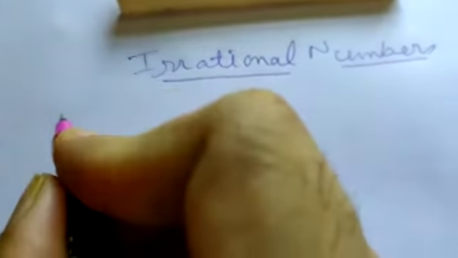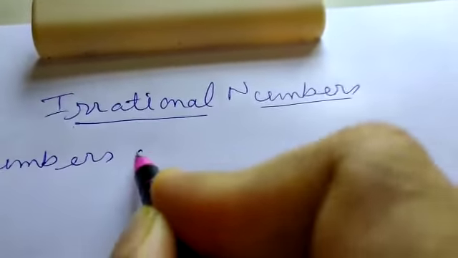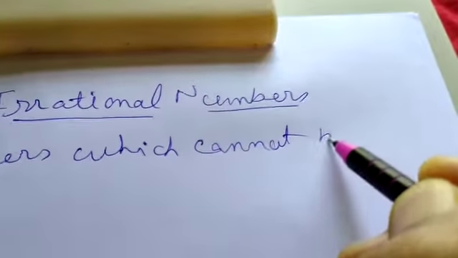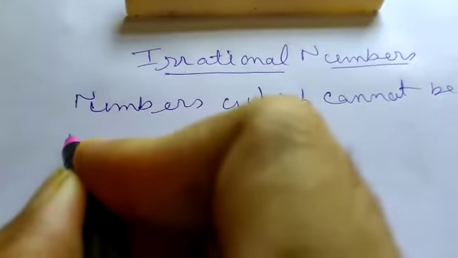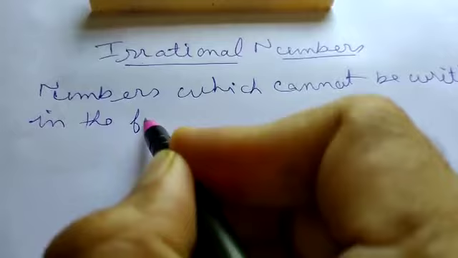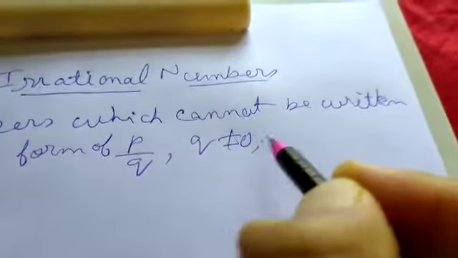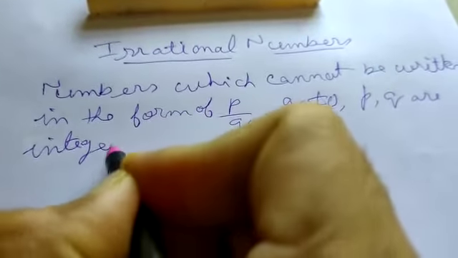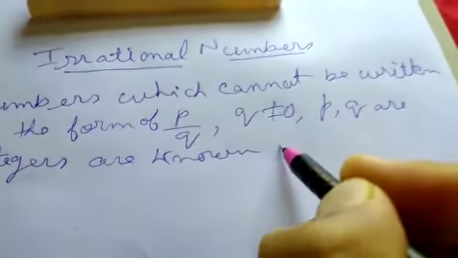What are irrational numbers? Numbers which cannot be written in the form of p by q, q not equal to 0, where p and q are integers, are known as irrational numbers.